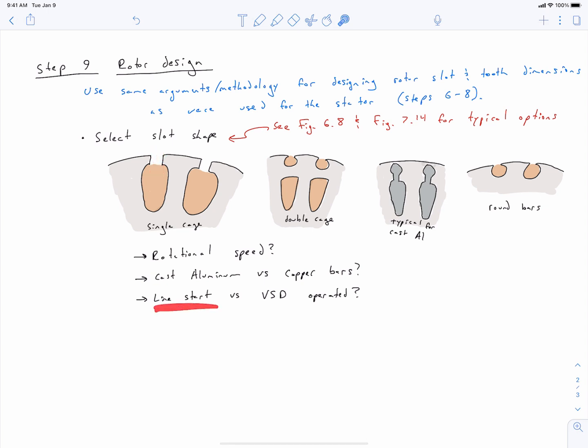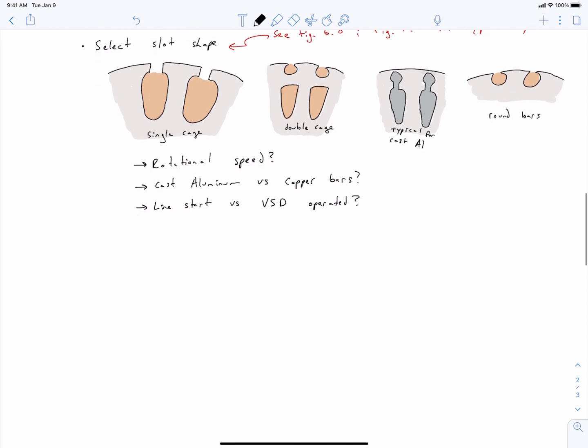Another consideration is whether this is going to be a line start versus a variable speed drive operated machine. And why this matters is it gets into what your torque versus slip profile looks like. And so let's develop that a little bit more.